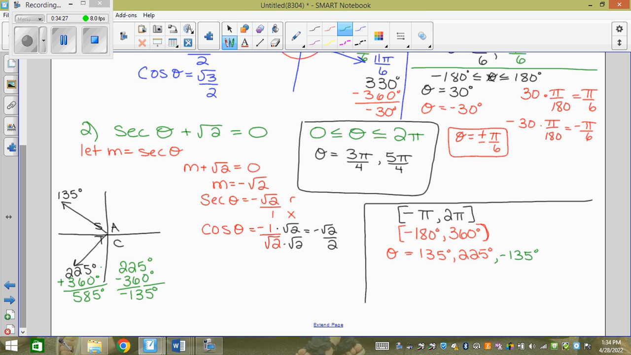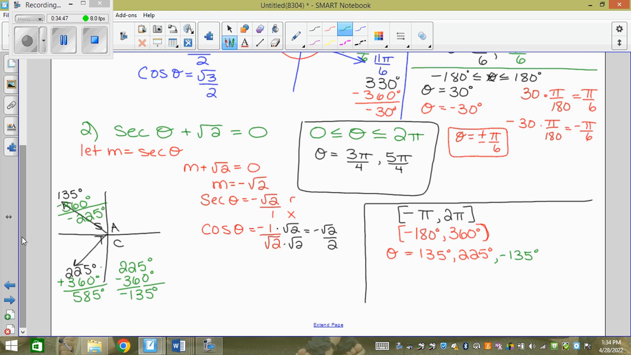Now let me check my next one. 135 minus 360 is negative 225. Does that fit? No. I go to negative 180, negative 225 is further down this line, correct? So it doesn't fit. So I have my answers, don't I? But what's my question? What do I have to still do?